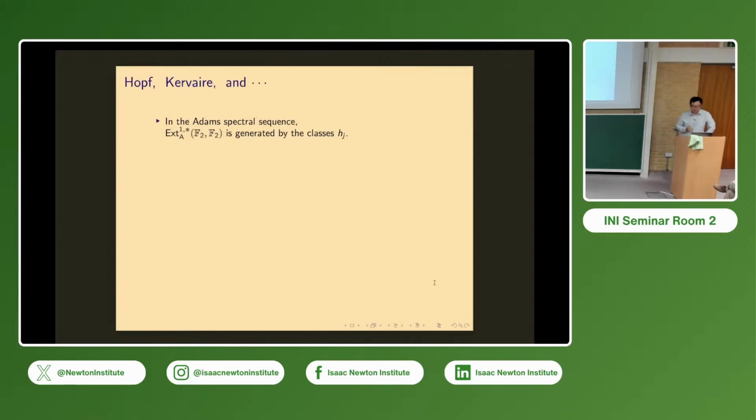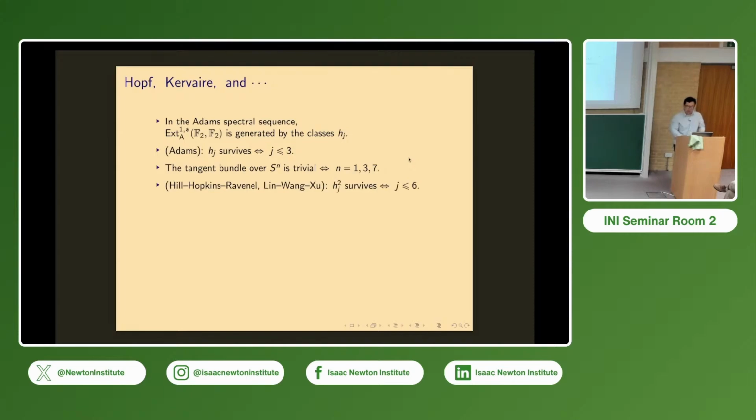All right, so in the last 5 minutes, I'd like to say a little bit about maybe what's next. As we know, the Adams E2 page's first line is generated by these classes hj, and Adams proved that the first few survive and later on they do not. That corresponds to a topological fact that the tangent bundle of the sphere is trivial if and only if only the first few have a trivial tangent bundle. So the same goes for hj squared, and only the first few survive. The later ones all die, and that corresponds to this framed manifold with Kervaire invariant 1 statement.